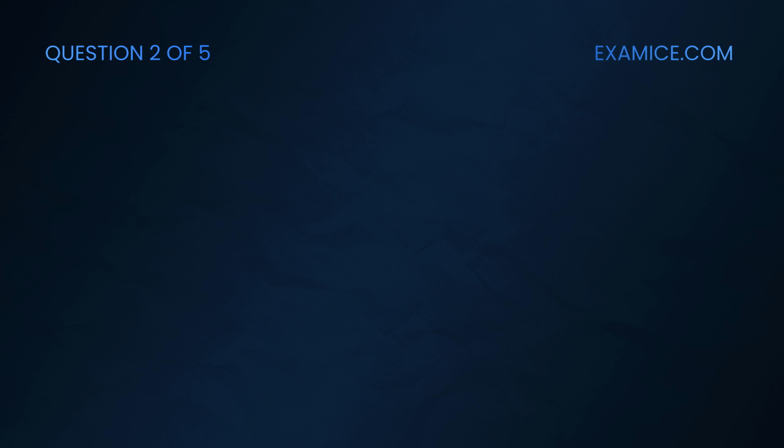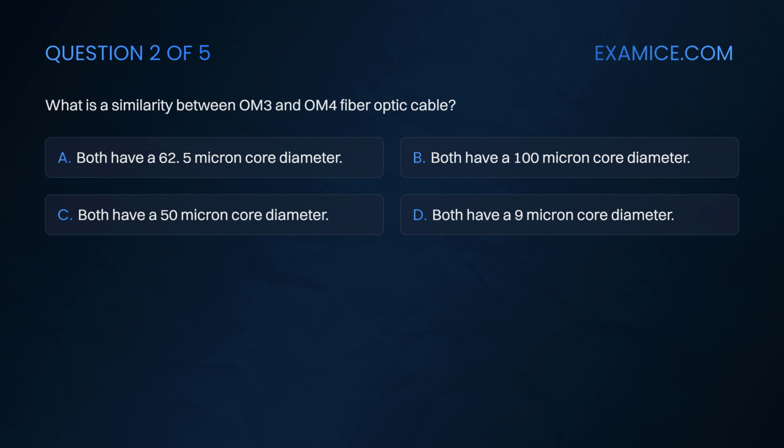Question 2. What is a similarity between OM3 and OM4 fiber optic cable? Option A. Both have a 62.5 micron core diameter. Option B. Both have a 100 micron core diameter. Option C. Both have a 50 micron core diameter. Option D. Both have a 9 micron core diameter.